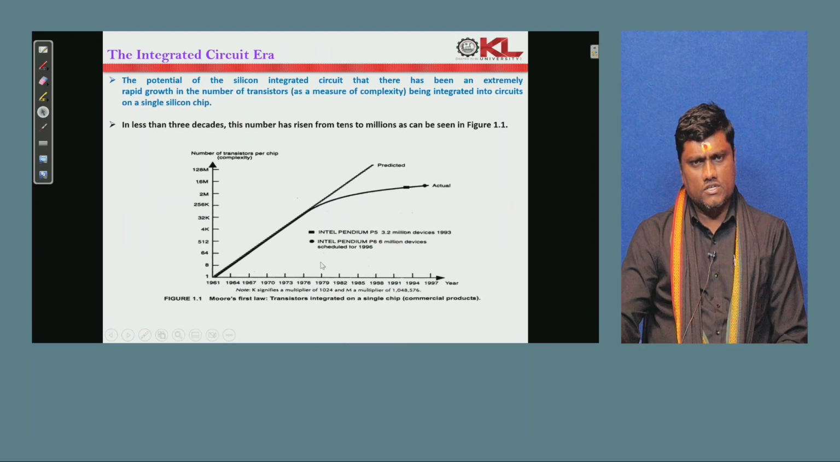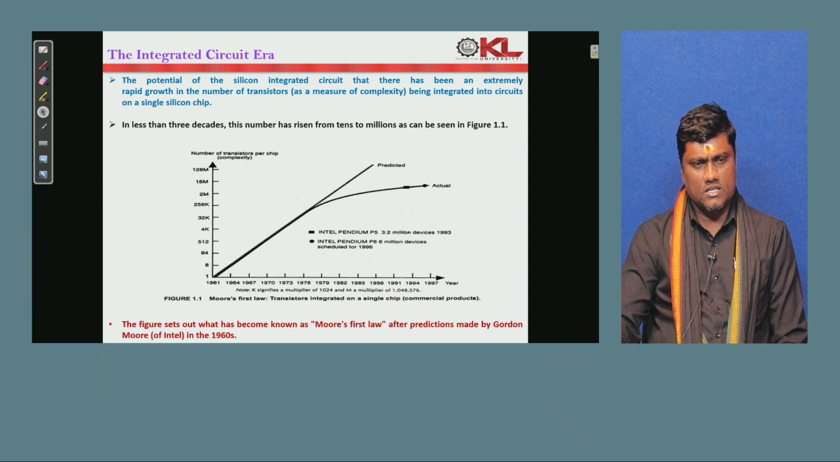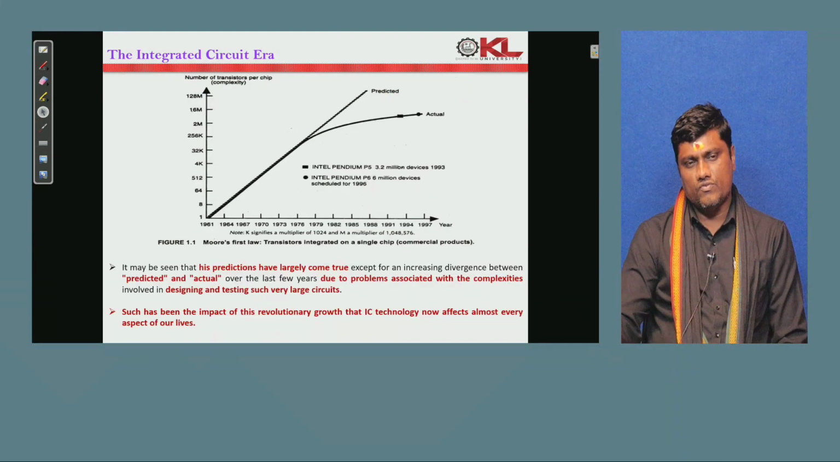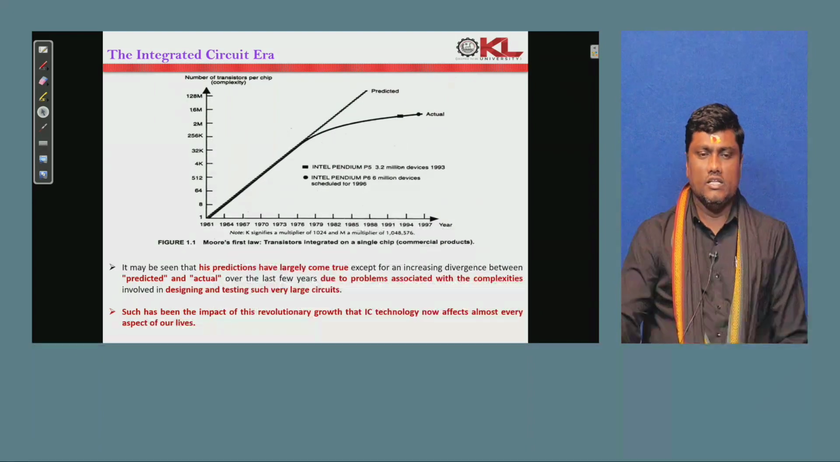So the potentiality of the silicon integrated circuit has been extremely rapid growth, with the number of transistors being integrated into circuits on a single silicon substrate. But the problem is Moore's prediction. After the prediction made by Gordon Moore in the 1960s, it set out what has become known as Moore's first law, and his predictions have largely come true in reality, though the difference between the prediction and the actual developments has increased over the last few years.